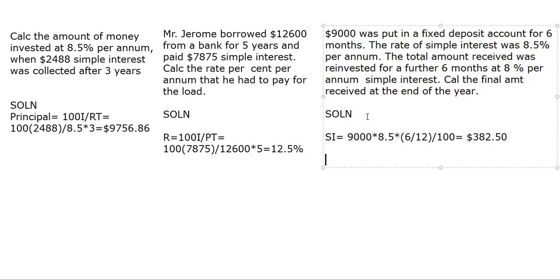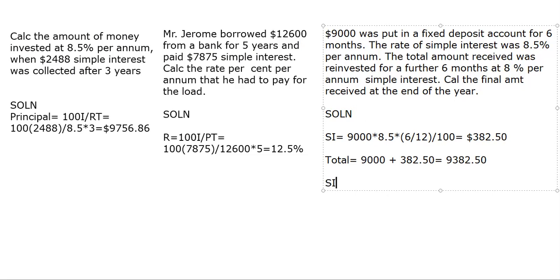So they said the total amount received was reinvested for a further 6 months. So therefore, we have to add this. We have to find out the total now, which is our principal. So we know how to do this from previous. So it's 9,000 plus what we just got, interest, 382.50, which is equal to 9,382.50. And they said that this total was reinvested for another 6 months at a different rate.